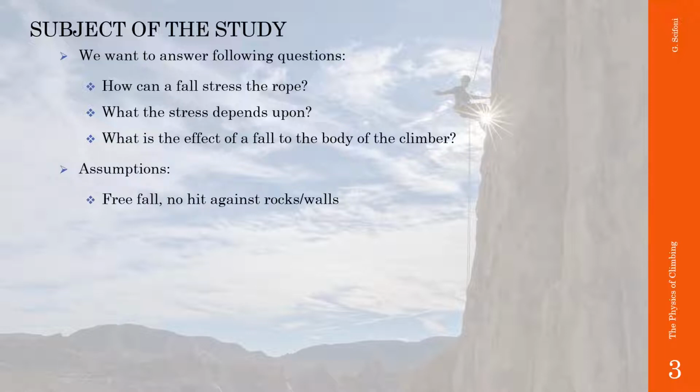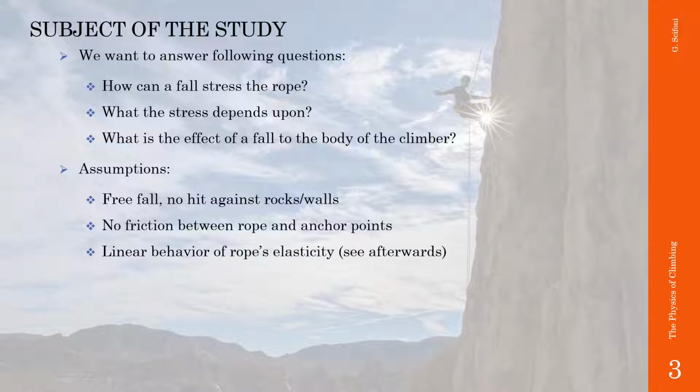To answer those questions, we need to make some assumptions. We consider only free falls without hitting rocks or ice walls. There is no friction between rope and carabiners. There is a linear behavior of the rope's elasticity, at least in a certain range. The rope elongation is negligible with respect to the free length. These assumptions allow using simplified formulas.